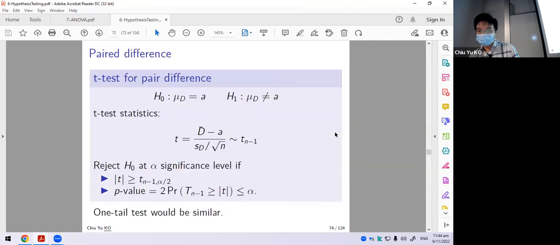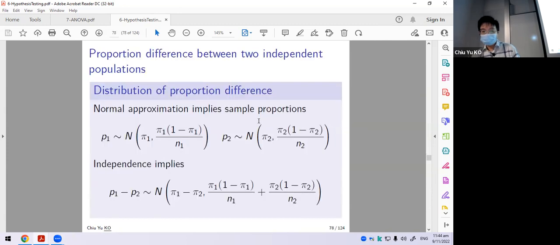So let's go to the slide. We start with proportion. For proportion, the bell curve approximation applies, the central limit theorem holds more or less, when n is big enough, and n times pi 1 and n times 1 minus pi 1 are bigger than 5. So you have a bell curve here and also a bell curve there. Here we rely on the fact that the difference between two bells is also a bell.